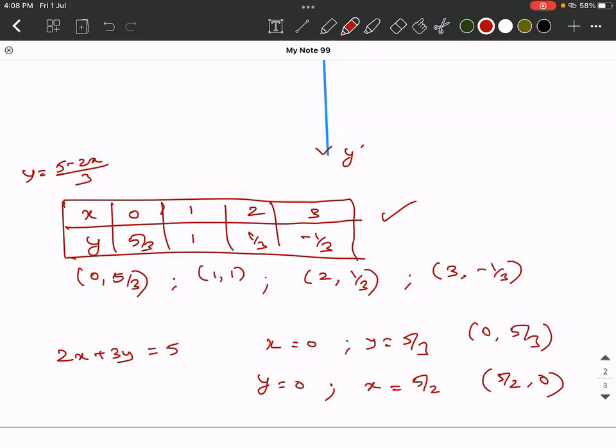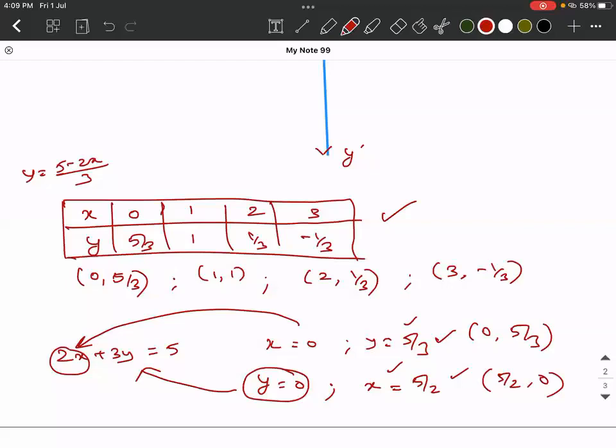So when x is equal to 0, y is 5 by 3. When y is 0, x is equal to 5 by 2. When you put x is equal to 0 here, this term will go, then y is 5 by 3. When you put y is equal to 0 here, then x is equal to 5 by 2.